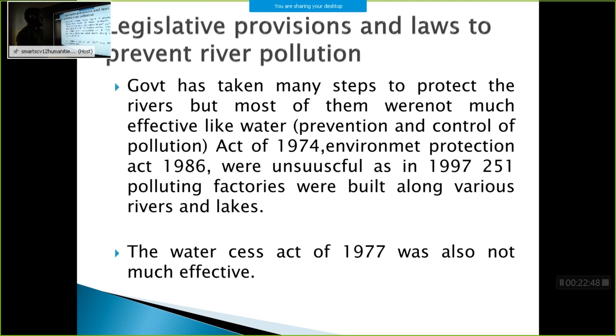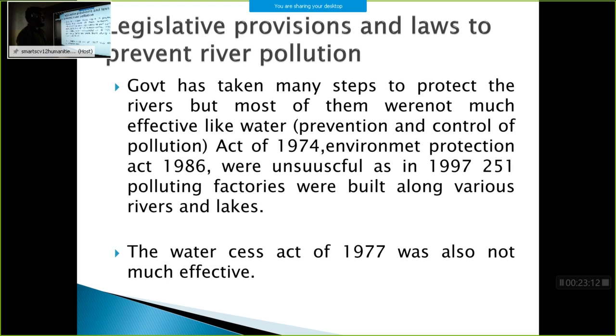Now, legislative provisions and laws to prevent river pollution. Government has taken many steps to protect the rivers, but most of them were not much effective, like the Water Prevention and Control of Pollution Act of 1974 and the Environmental Protection Act of 1986, which were unsuccessful, as in 1997, 251 polluting factories were built along various rivers and lakes.